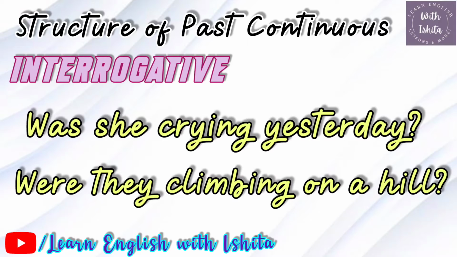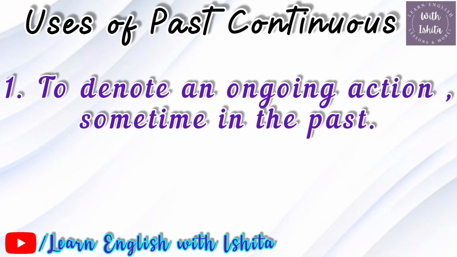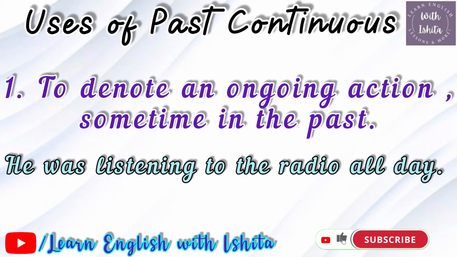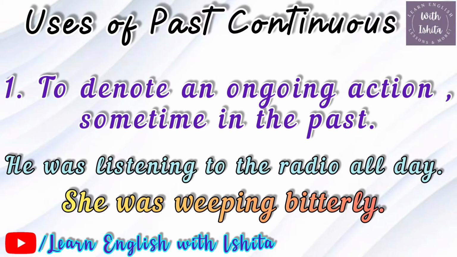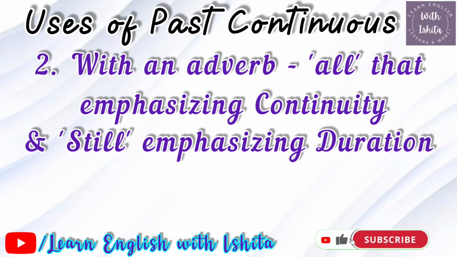Okay. Now I will discuss the uses of past continuous tense. Use number 1, that is to denote an action which is going on sometime in the past. For example, he was listening to the radio all day. Next one. She was weeping bitterly. That means in these sentences, an action which is going on, which is still continuing in the past.